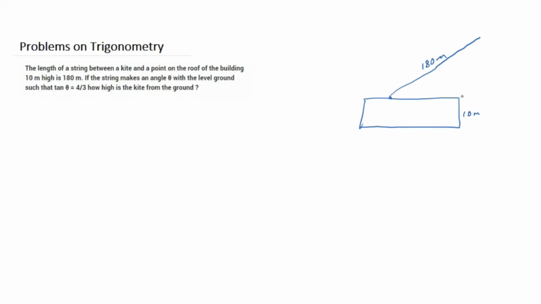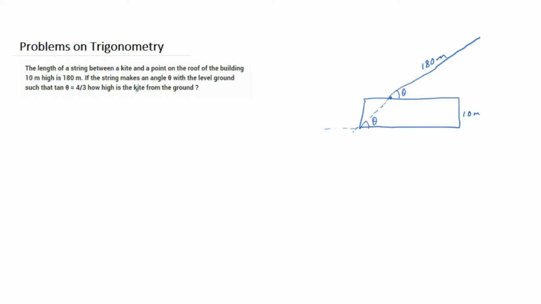So the roof of the building is 10 meters high from the ground, and the length of the string between the kite and the point on the roof is 180 meters. So this is 180. If the string makes an angle theta with the level ground, it's going to be here. So we can extend this. That means this angle is theta, and if this angle is theta, then obviously this angle is also theta. And we need to find out, tan theta is 4 over 3, that we'll use later.